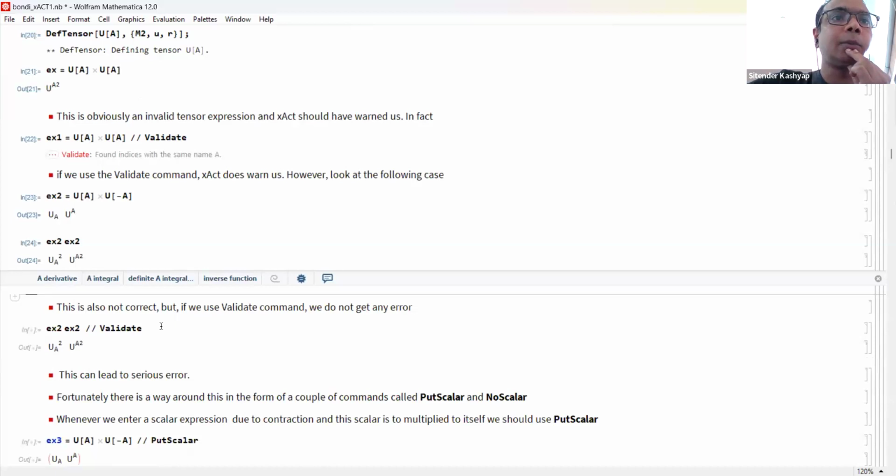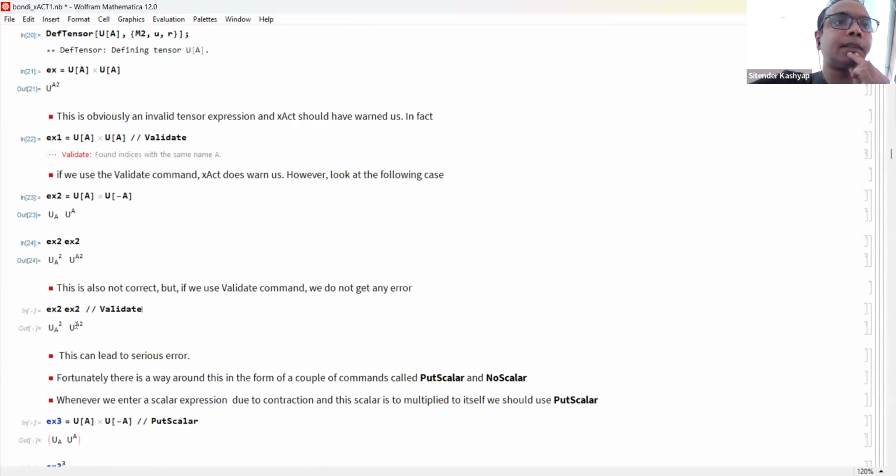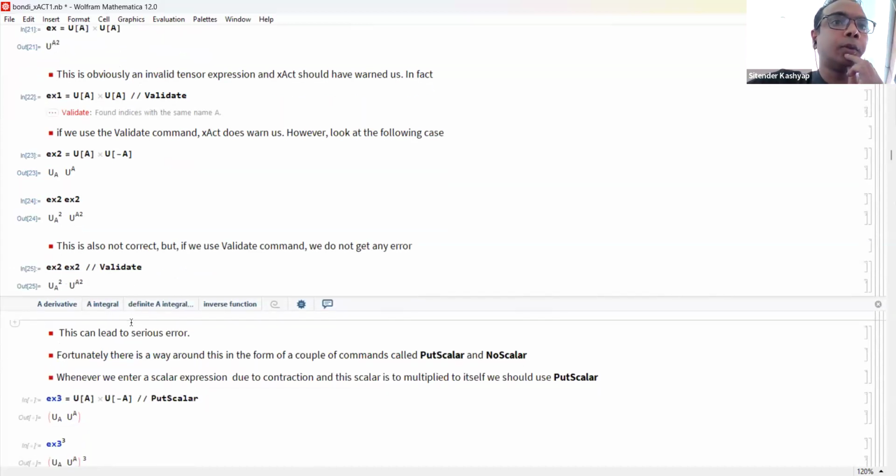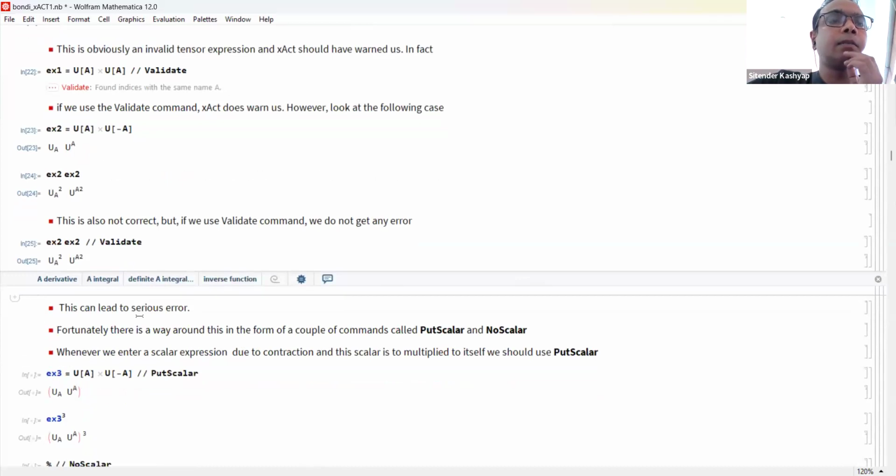But the more serious part is that if we take this expression and ask to validate, this time it is not even telling us any error. So this is one very serious error which can lead us to wrong computations. But fortunately, there is a way around this in the form of a couple of commands called PutScalar and NoScalar.